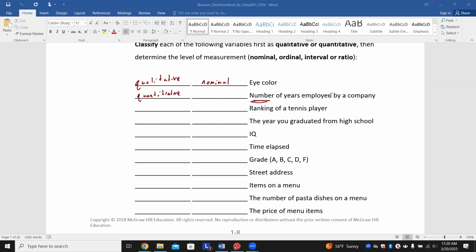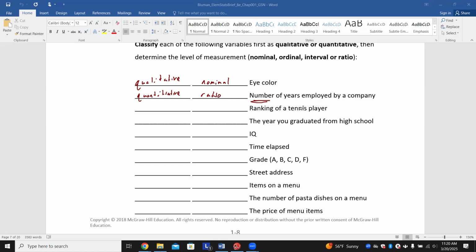Now, number of years employed, is this going to be something where it has an absolute zero or an absence of zero? So number of years employed, I can have 0 years employed, but I cannot have negative. So therefore, this would be a ratio.